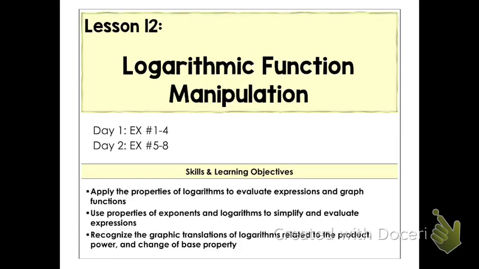Right, lesson 2.12, logarithmic function manipulation. So our skills and learning objectives for this lesson are to apply the properties of logarithms to evaluate expressions and graph functions, use properties of exponents and logarithms to simplify and evaluate expressions, and to recognize the graphic translations of logarithms related to the product, power, and change of base property.